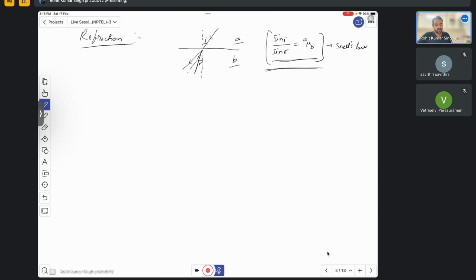Now, we can use this concept of refraction to manipulate the light rays. So how can we do that? We use lenses. So this is a convex lens. Let me make it a little bigger.